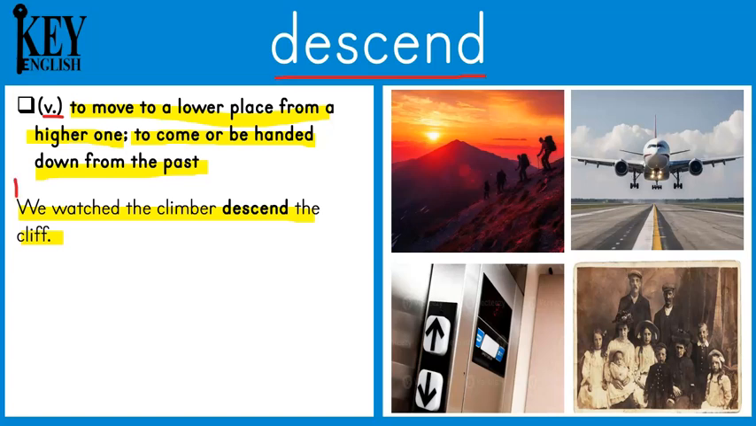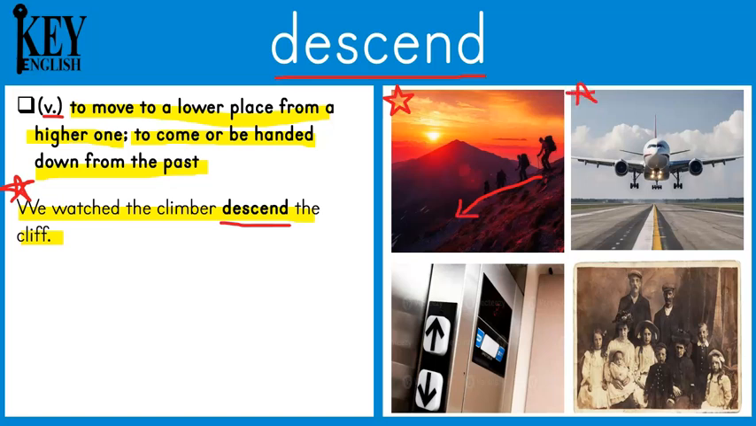So just like this example, there might be a climber that climbed up the side of a mountain and now they are going back down. So they are descending the mountain. Another example similar to that could be the hikers began to descend the mountain before sunset. So they started going down before sunset.